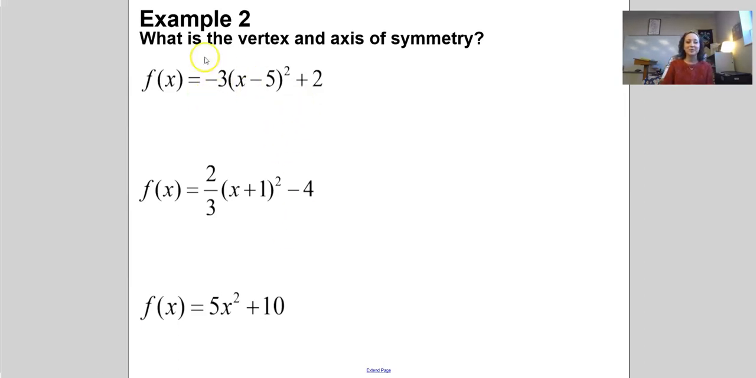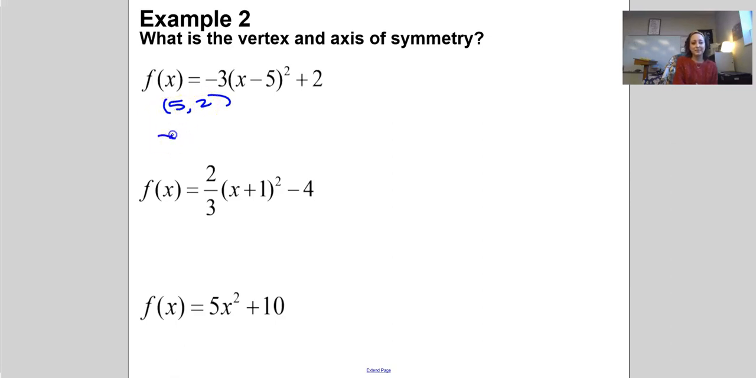Okay, we're back. So we just want the vertex and axis of symmetry here. Once you've got the vertex, you've pretty much got the axis of symmetry already. Again, really think about your transformations. This first function has been shifted right 5 because inside's opposite, and up 2. So remember, originally the parent function's vertex is at 0, 0. So now since I've gone right 5 up 2, my vertex is at 5, comma 2.